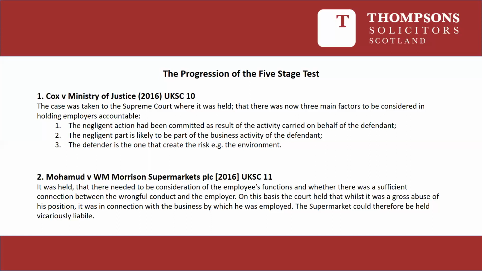The first point they wanted to consider was that the negligent action had been committed as a result of the activity carried out on behalf of the defendant. 2, the negligent party is likely to be part of the business activity of the defendant. And 3, the defender is the one that created the risk, e.g. the environment that they were working in. In applying this back to Cox, we are able to see that the prisoners were working as part of the needed business activity of prison. They were integral to the operation of the prison. The prisoner was in a situation where he could perform a negligent act, and the defender was the one that had created this risk. In this case, it was held that the defenders were liable for the negligent act of the prisoner.